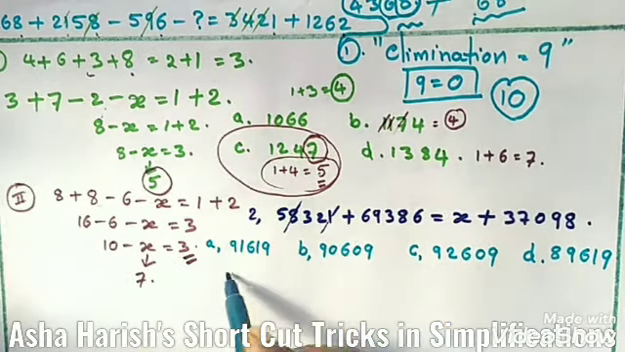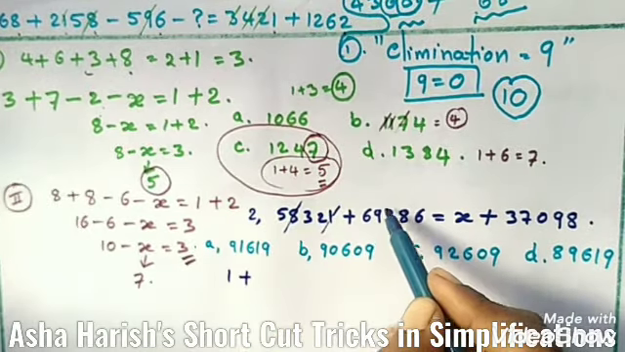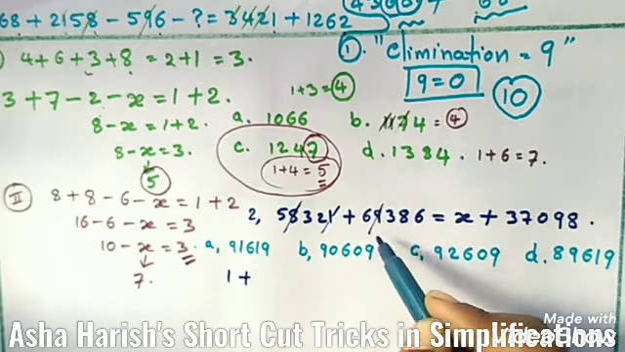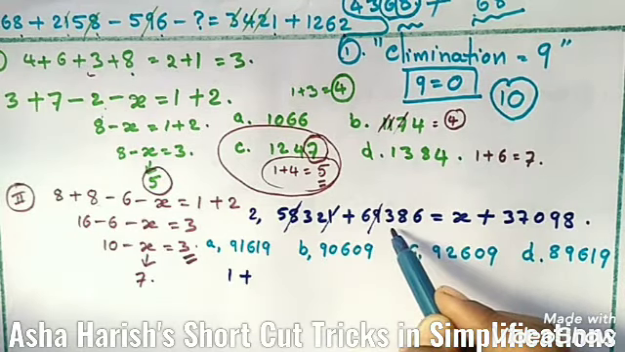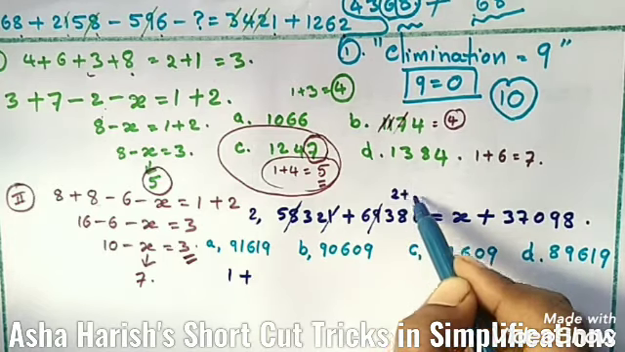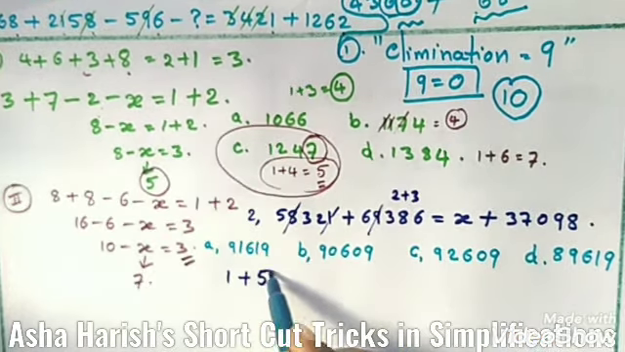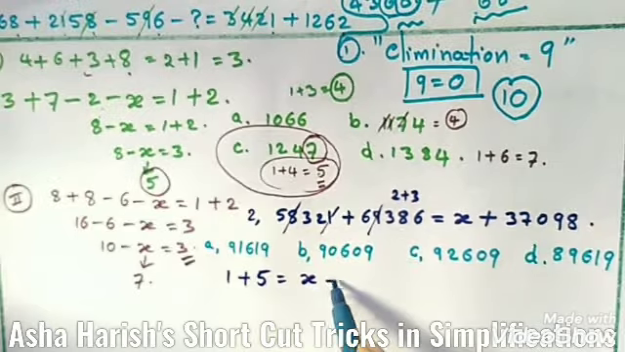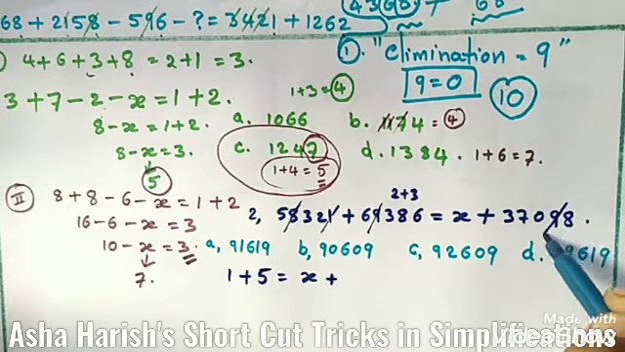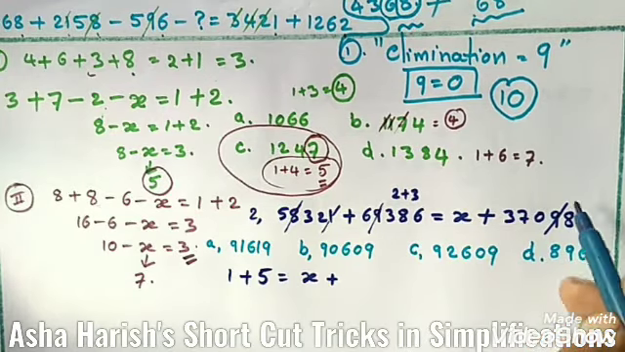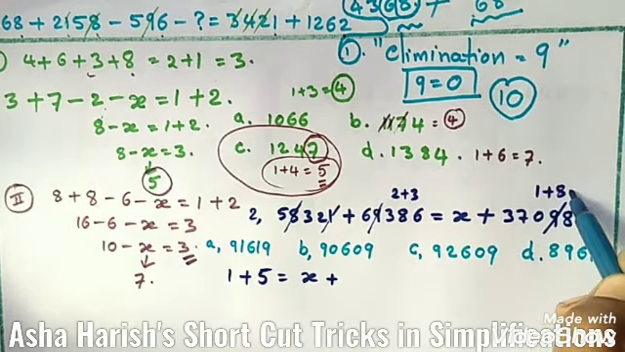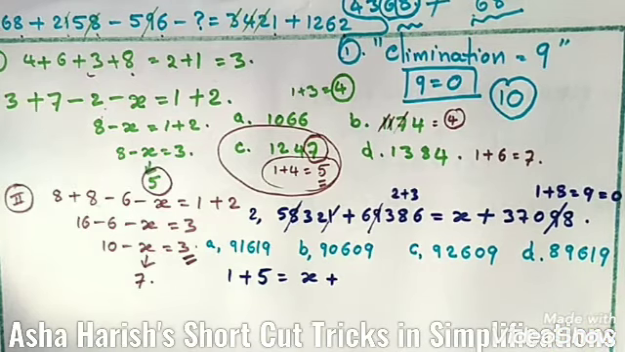So 1 plus 0 is 1. Plus here 9 is directly eliminated. 6 plus 6 is 12, 12 plus 8 is 20, 20 plus 3 is 23, 2 plus 3 is 5, is equal to x plus, here 9 is directly eliminated, and 7 plus 3 is 10, 10 plus 8 is 18, 18 means 1 plus 8, that is 9, so 9 is equal to 0.